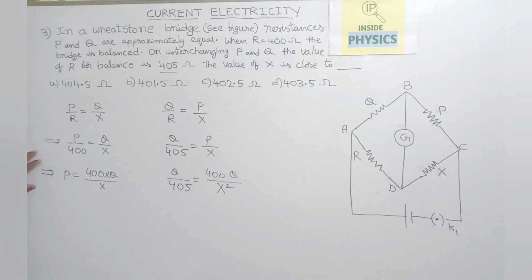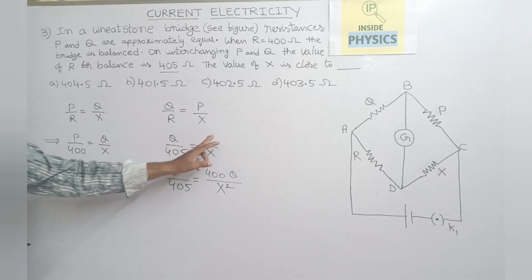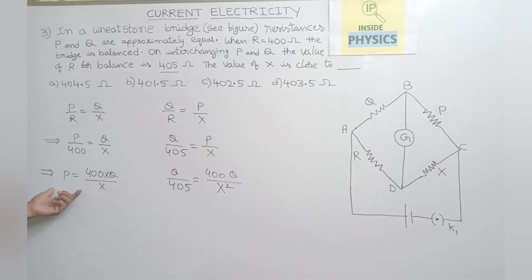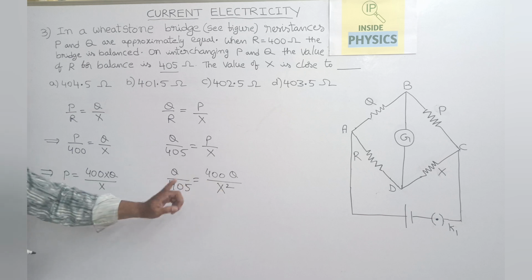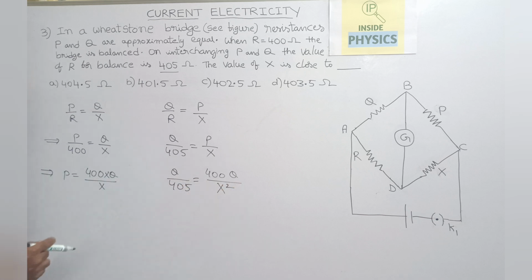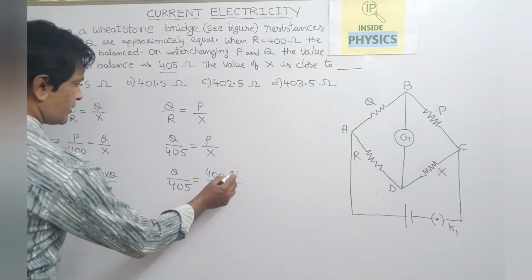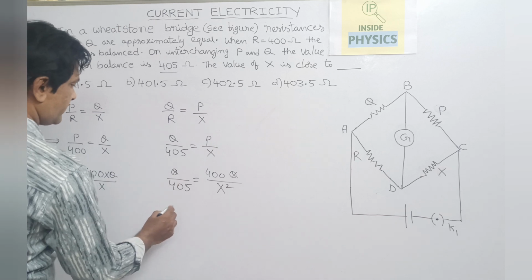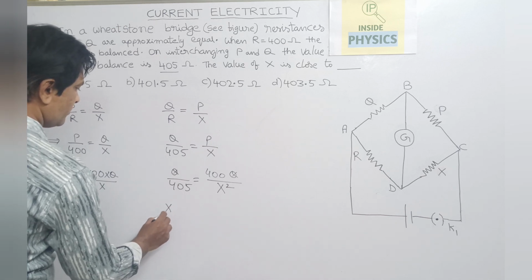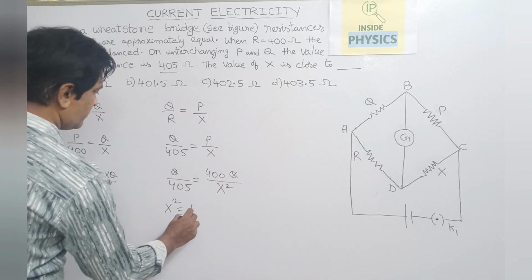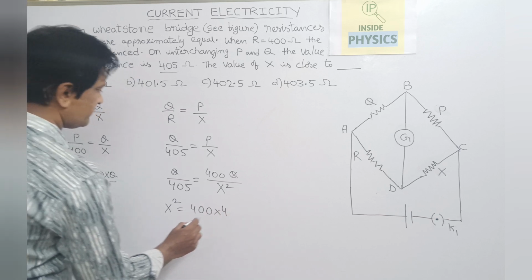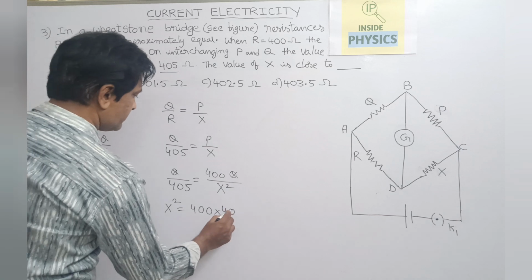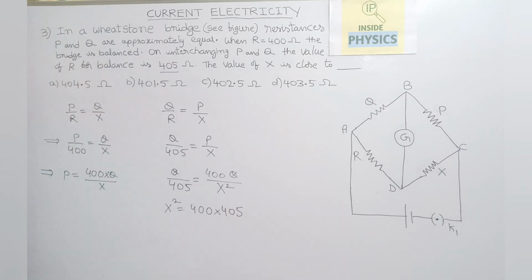See, here I substituted P by taking the value of P as 400 Q by X. So when you substitute the value of P, this equation becomes in this way. So Q and Q will be getting cancelled. Now X square is equal to 400 into 405. So we can write like this.